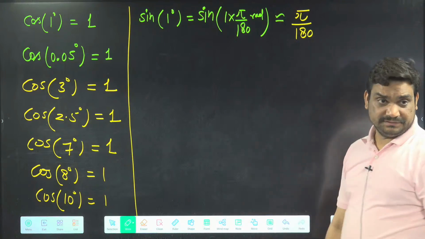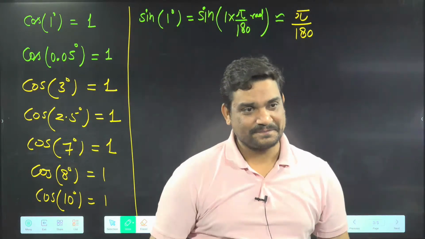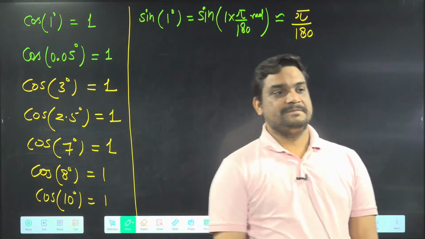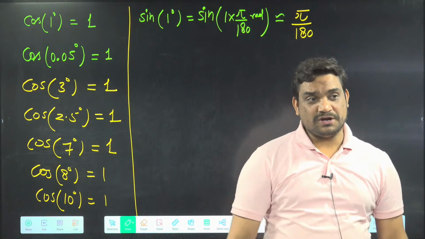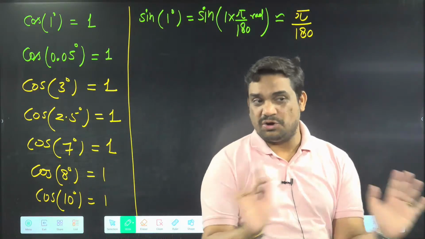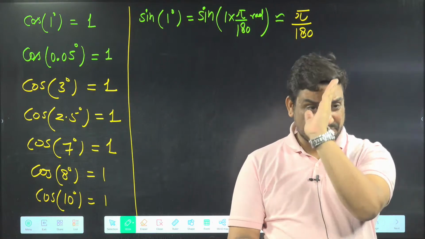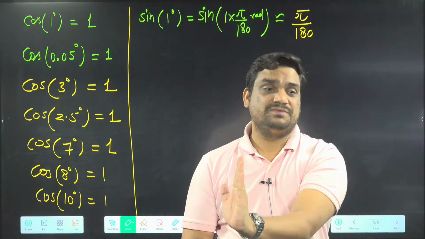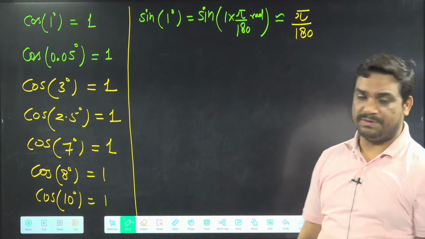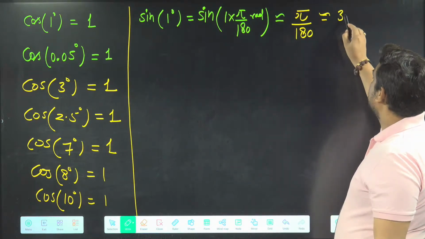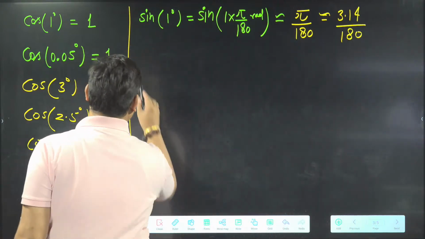What is the value of pi? Let's see how many people are correct here. Yes, 3.14 or 22 by 7. Pi is not 180. Pi radian is equal to 180 degree, but wherever you have to use the value of pi, it is 3.14 or 22 by 7. So if you want to put the value, we put 3.14 divided by 180. This is the value that we will use.